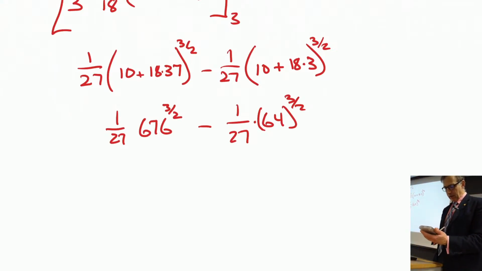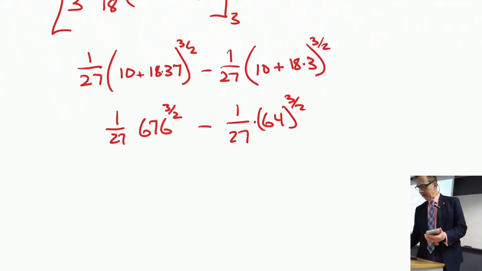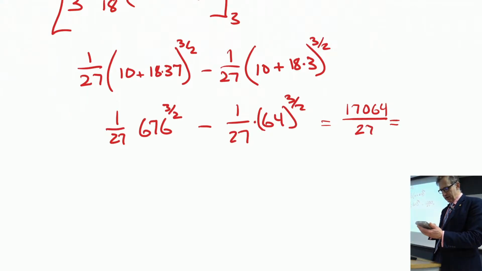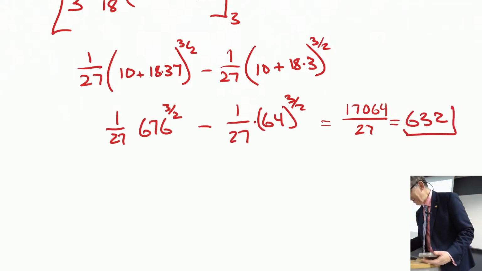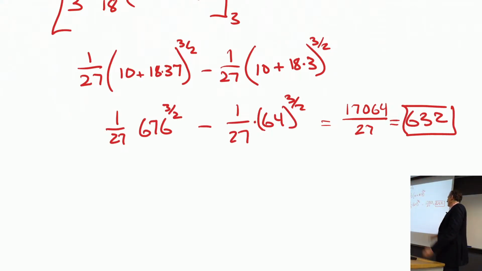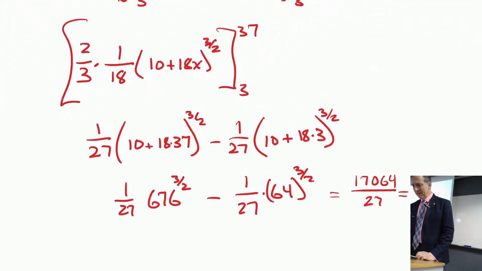That's probably better. Okay, so 676, let's do it to the 3/2 power, minus 64 to the 3/2 power. Because these are perfect squares, it's going to come out to a nice number. So that is 17064 over 27, which is 632. Is that right? 27, 632. Amazing. I always try to make it come out nicely, and it sometimes does. So very nice. So there's the quiz.